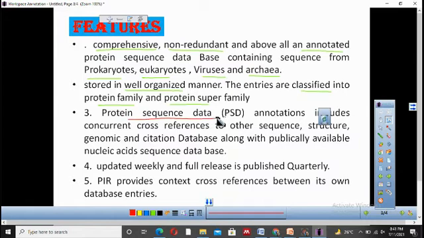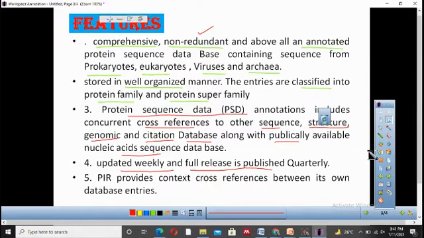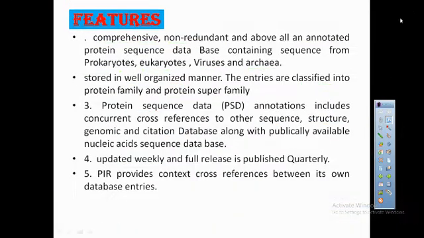The protein sequence database also includes cross references to other sequences in order to avoid redundancy. It also has structural, genomic, and citation databases, along with the publicly available nucleic acid sequence database. So from here you can also move to the nucleic acid database. The database is updated weekly, and a full release is published quarterly. So cross references are the usual process to avoid redundancy.